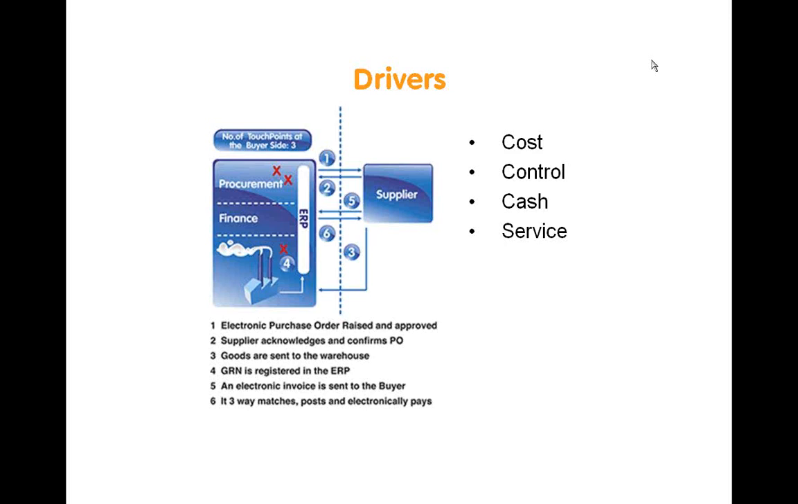And then the supplier at point number 5 sends an e-invoice to the buyer. It three-way matches with the purchase order information and the goods receipt note in the system. So it matches either two-way or three-way, and it posts ready for electronic payment. The beauty of what e-invoicing enables here is that there are 3 touch points primarily on the buyer side, but you'll notice that none of them exist in the finance function.